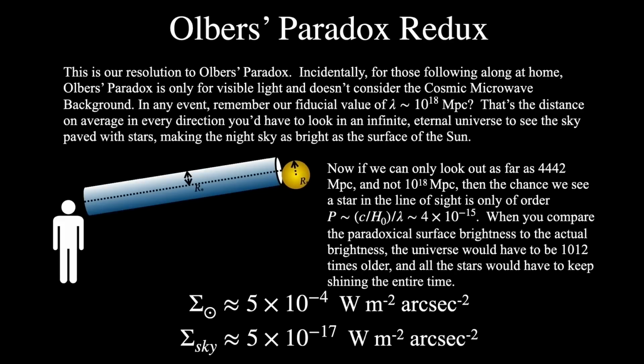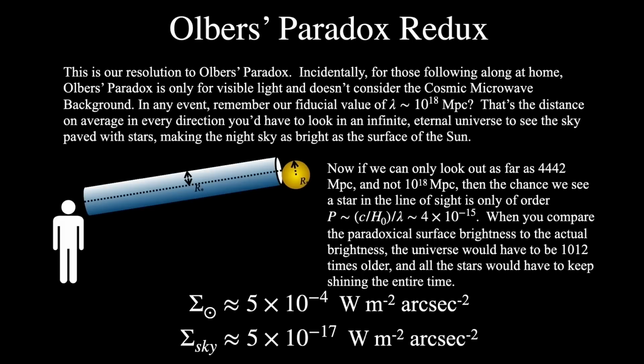Oh, and incidentally, for those of you following at home, Olbers' paradox is really only described for visible light, and it doesn't consider the cosmic microwave background. If we could see in microwaves, the universe would be uniformly bright at the temperature of 2.7 Kelvin, a uniform blackbody. But Olbers' paradox is about starlight, not about the cosmic microwave background. It says, why isn't the sky as bright as the surface of the sun, given an infinitely sized universe that's infinitely old? So 10 to the 18th is the characteristic value that you'd see if you looked in any direction with this infinite eternal universe.